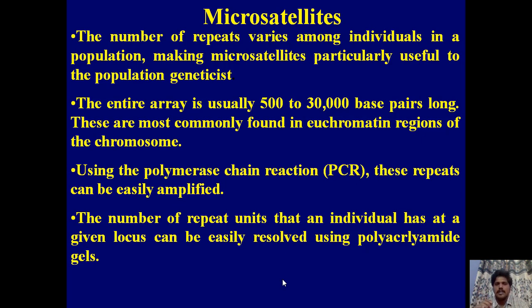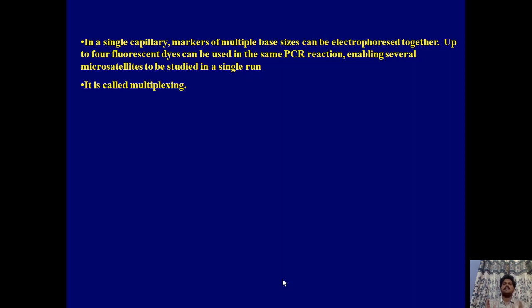The entire array is usually 500 to 30,000 base pairs long, and these are most commonly found in the euchromatic region, as I've told. Using the polymerase chain reaction, these repeats can be easily amplified, and the number of repeat units that an individual has at a given locus can easily be resolved using polyacrylamide gel, that is called PAGE. So, in a single capillary, when markers of multiple base sizes can be electrophoresed together, up to 4 fluorescent dyes can be used in the same PCR reaction, enabling several microsatellites to be studied in a single run. That's called multiplexing.